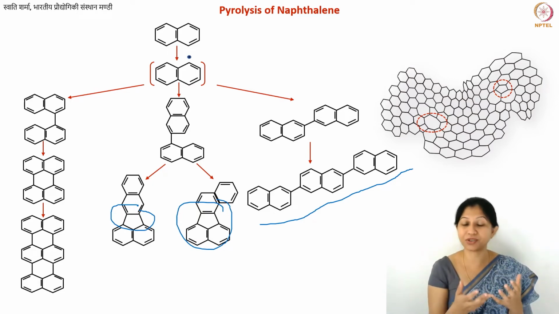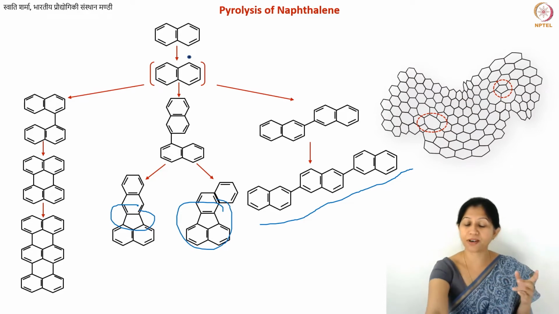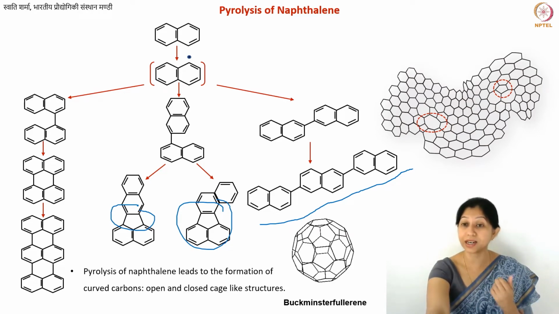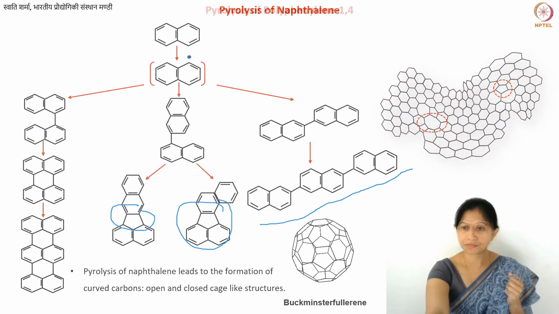And when you get massive sheets of curved carbon structures, often you may also end up getting Buckminster fullerene or structures that have very high curvature, even if they are not completely closed. So the pyrolysis of naphthalene has actually been reported to yield fullerene structures. So this is yet another example. Now we'll take another similar example.